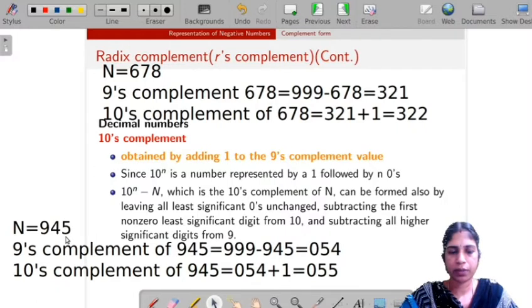So in the second method, subtract the first non-zero digit from 10. So 10 minus 5 is equal to 5 itself. Other higher significant digits are subtracted from 9. Okay, that is 9 minus 4 is 5, 9 minus 9 is 0. Okay, clear?